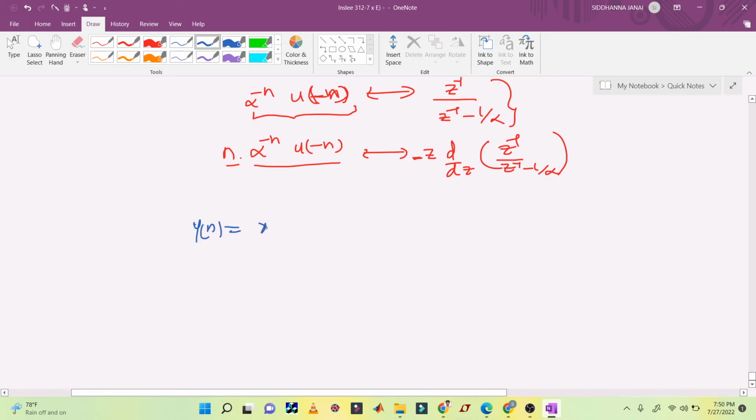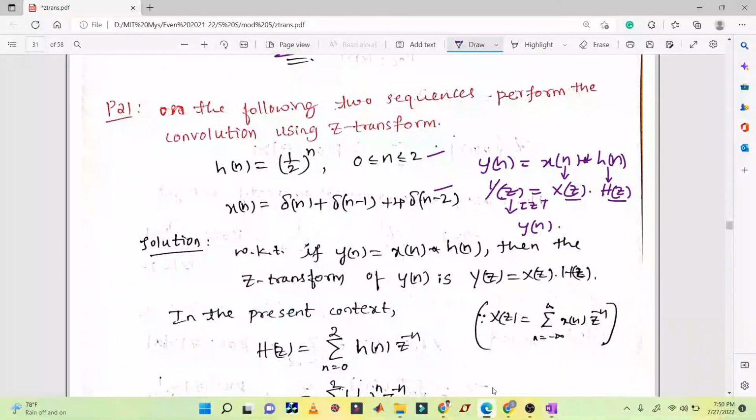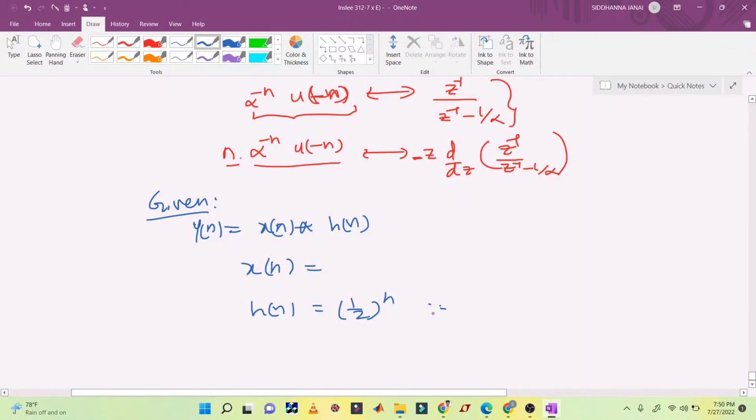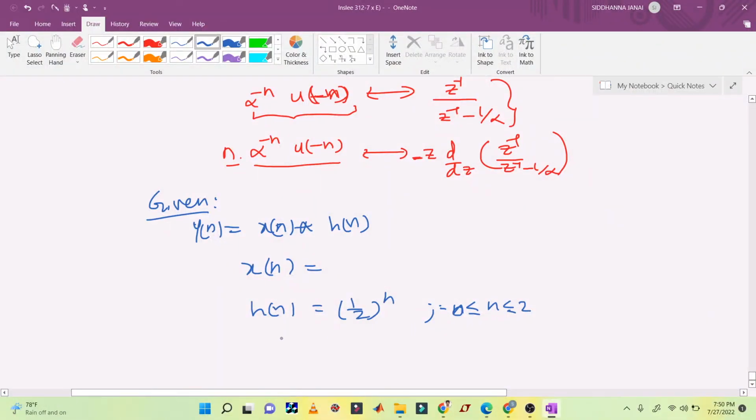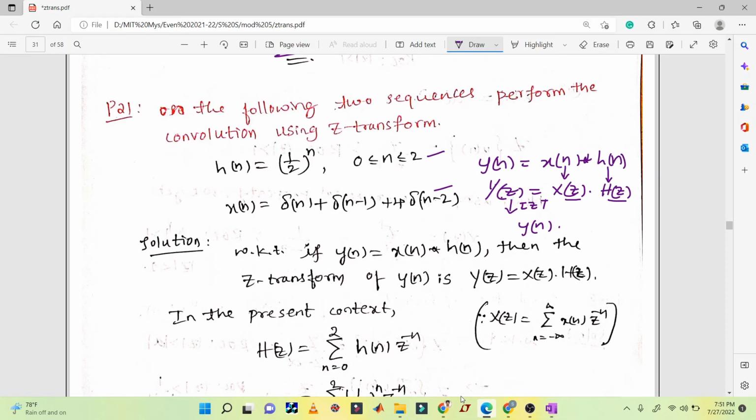We want the convolution of x of n and h of n. Given that x of n is something that we will write, h of n is 1 by 2 to the power n for n from 0 to 2, and it is 0 elsewhere.